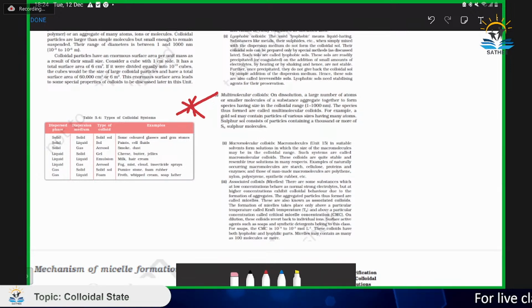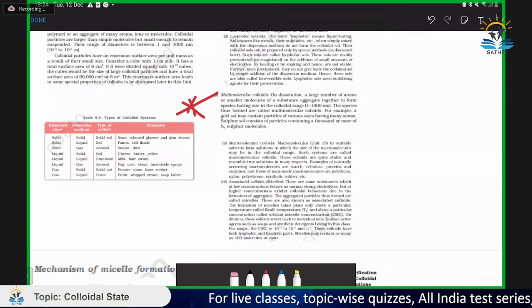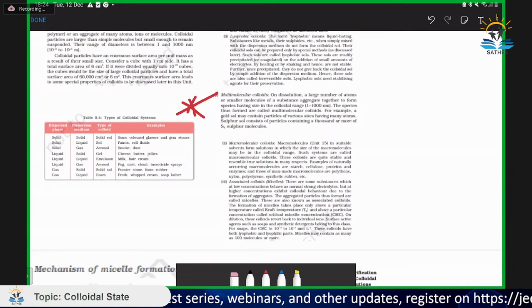If the molecules are big enough to single-handedly have a diameter of 10 power minus 9 to 10 power minus 6, then it's called a macromolecular colloid. Your multimolecular colloid example is S8, your macromolecular colloid examples are proteins and other biomolecules. Man-made macromolecule examples are polythene, nylon, polystyrene, synthetic rubber, essentially polymers.